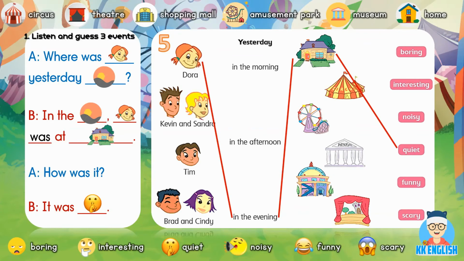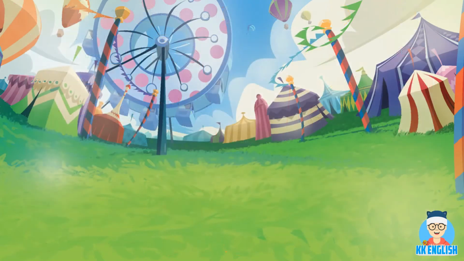Alright, did you get it all correct? Did you point to all of them correctly? If you get 3 or more correct, congratulations! If you get 3 or more correct, you are very good at it. Now let's look at the next activity.